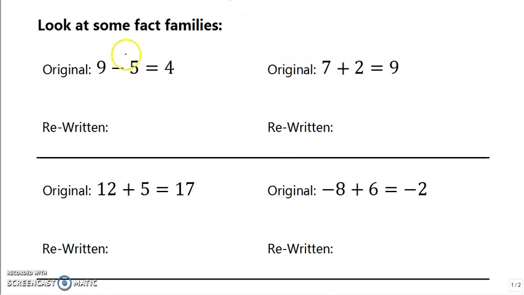Fact families are three numbers that are related through some type of operation. My original fact in this first one is 9 minus 5 equals 4. And I believe everyone could agree that 9 minus 5 does equal 4. We can rewrite this fact by performing an operation to one side of this and moving the 9 to the other side of the equal sign.